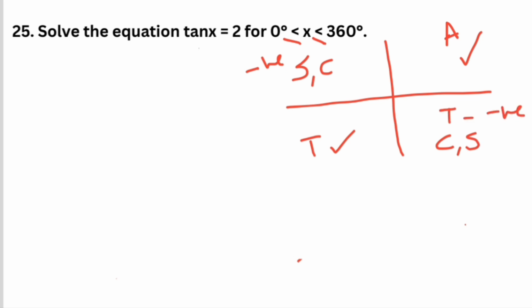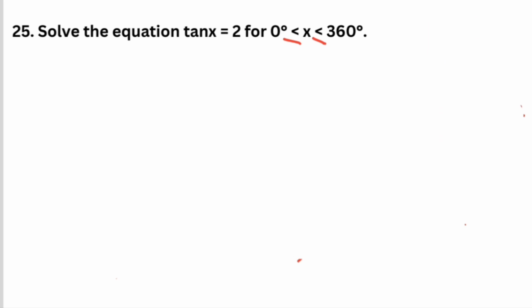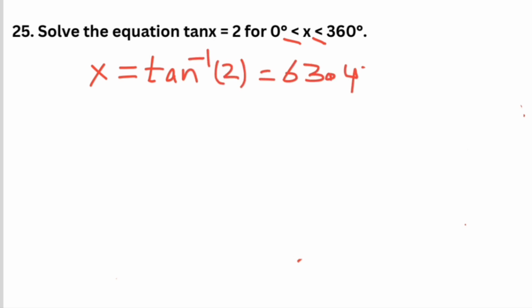So our given question is tan x equals 2, that means it is positive. So that's why we need to consider only the first and third quadrants. So let's find for the first quadrant. What they gave: tan x equals 2, then x equals tan inverse of 2. Using a calculator, we can find tan inverse of 2. The value is 63.43 degrees. So that is for the first quadrant.